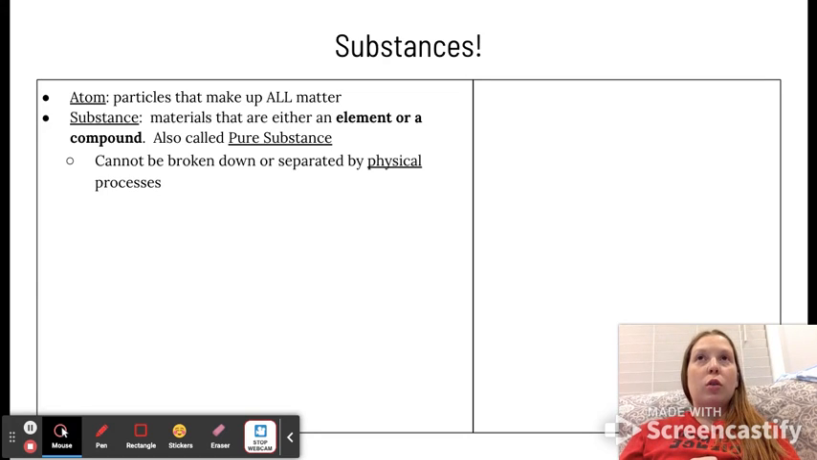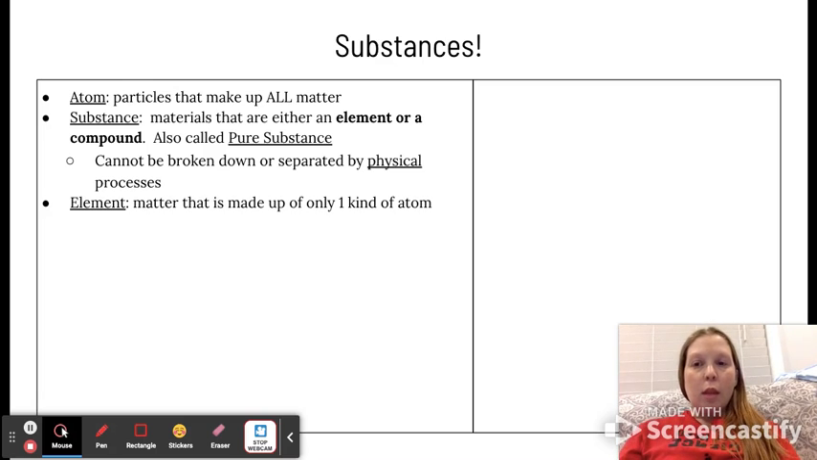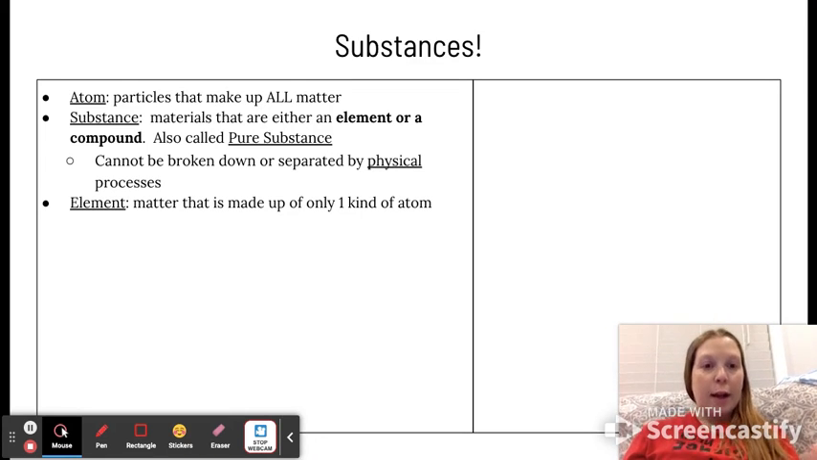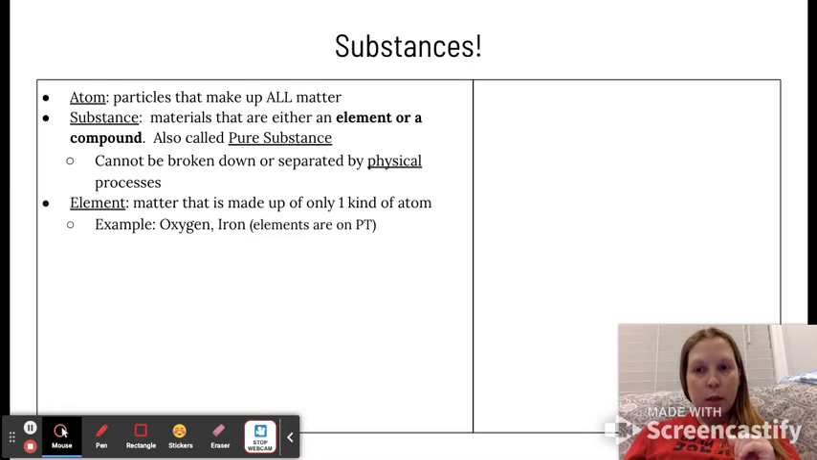So that's why they're called pure. They cannot be broken down at all. An element is matter that is made up of only one kind of atom. So these are what you find on the periodic table, because its full name is the periodic table of elements. So like iron, copper, magnesium, fluorine, those are all elements that are made up of specific atoms of that element. And there's some examples there.